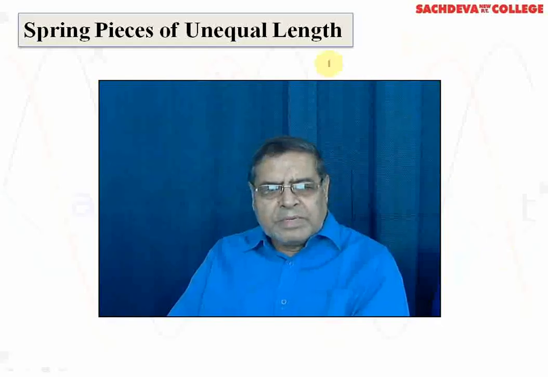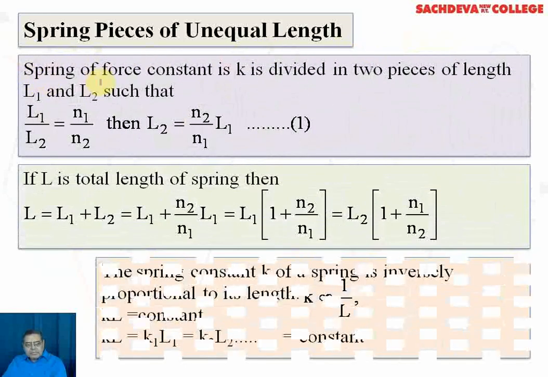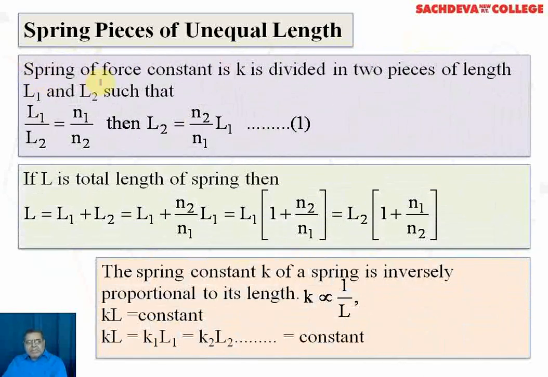Now, spring pieces of unequal length. Now we find the spring pieces of unequal length. Suppose one piece has length L0, or if one piece has L1, the other piece is L2. This fact is to be applied, and the ratio of the lengths will be the direct ratio of frequencies. This fact is to be applied.